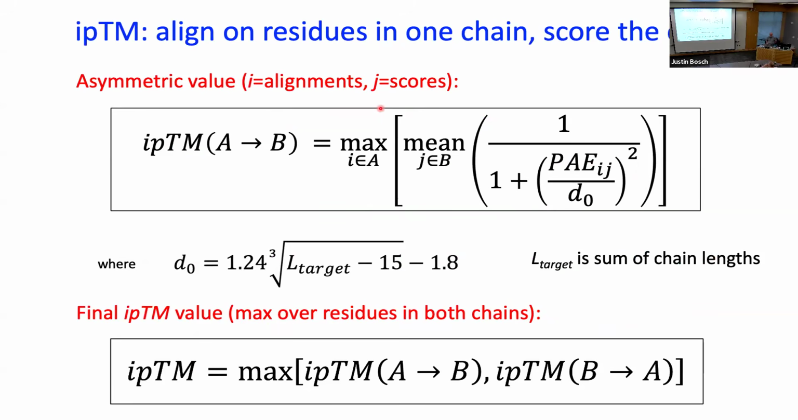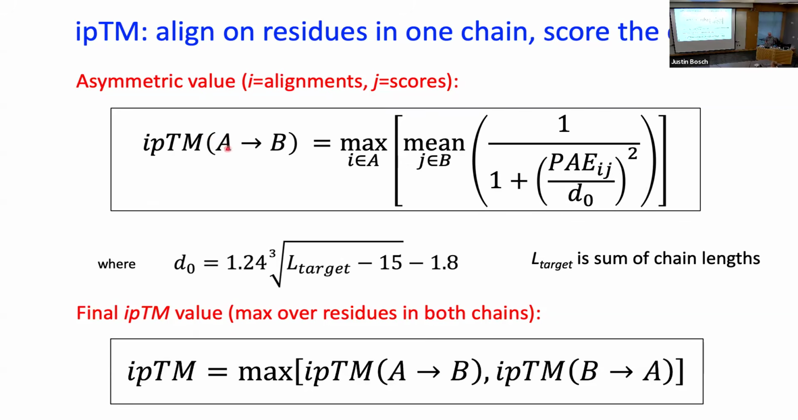So AlphaFold calculates something called ipTM. We've already talked about TM and then pTM, and this is ipTM. Remember, it's asymmetric. You're aligning on one thing and scoring another. So I can align on the residues in chain A, and I can score the PAE values for all of the residues in chain B. That gives me an idea of whether the orientation position of B relative to A is right, if I fix on A, align on A, where is B? And so that's what the ipTM is.